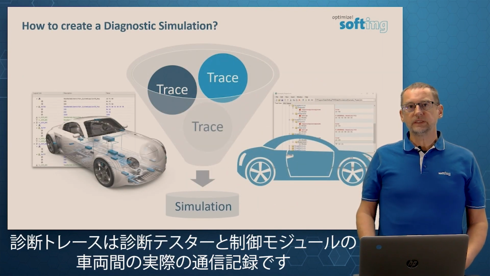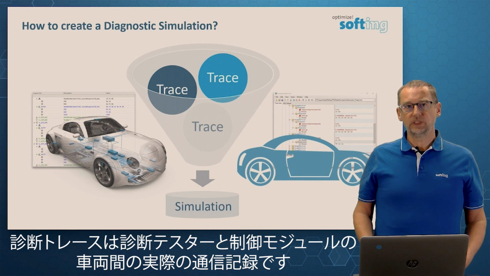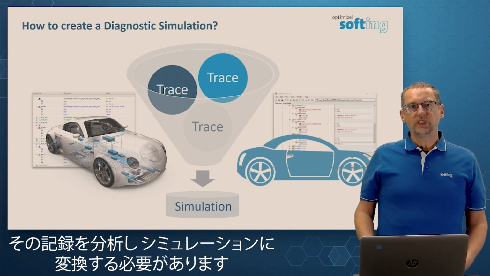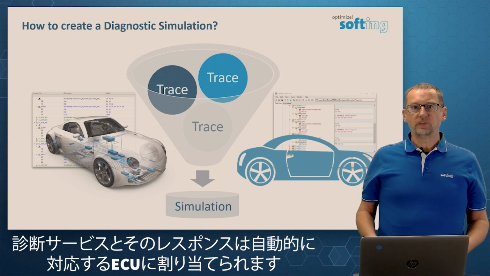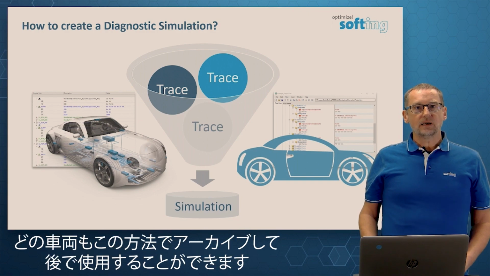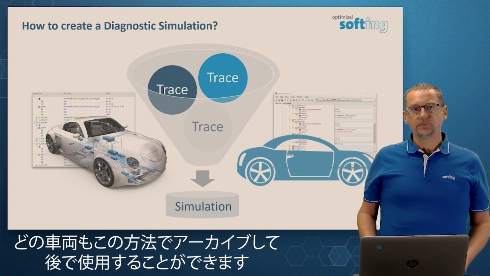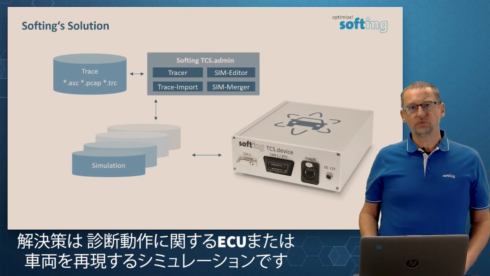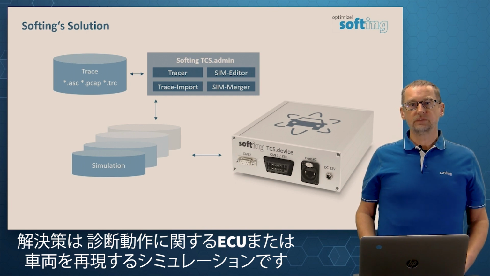A diagnostic trace is a record of the real communication between the diagnostic tester and the control modules of the vehicle. The record needs to be analyzed and converted into a simulation. Diagnostic services with their diagnostic responses are automatically assigned to the corresponding ECUs. This is done fully automatically. Any vehicles can be archived in this way for later use. The solution is a simulation that recreates the control unit or the vehicle in relation to the diagnostic behavior.